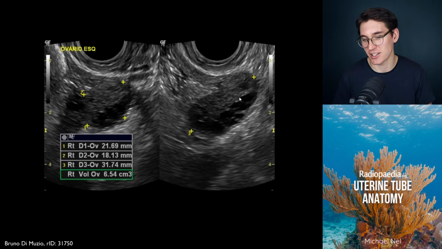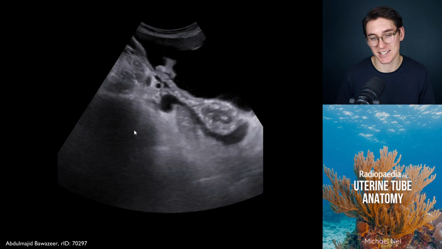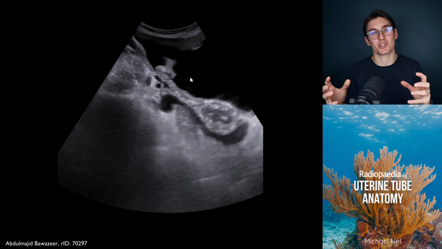And again, we can measure in the longitudinal and transverse planes to get an idea of the size of those ovaries. Here's a case where you can actually see the uterine tube. This is the cornu of the uterus. This is the abdominal cavity here, and we've got a patient with ascites.